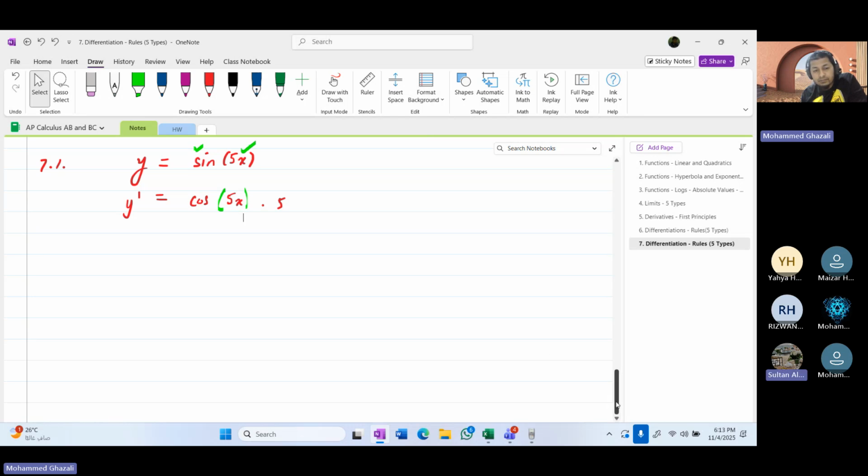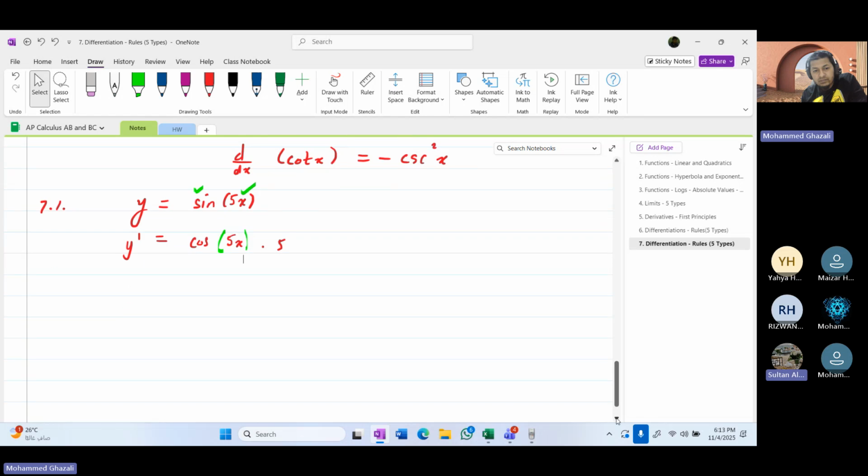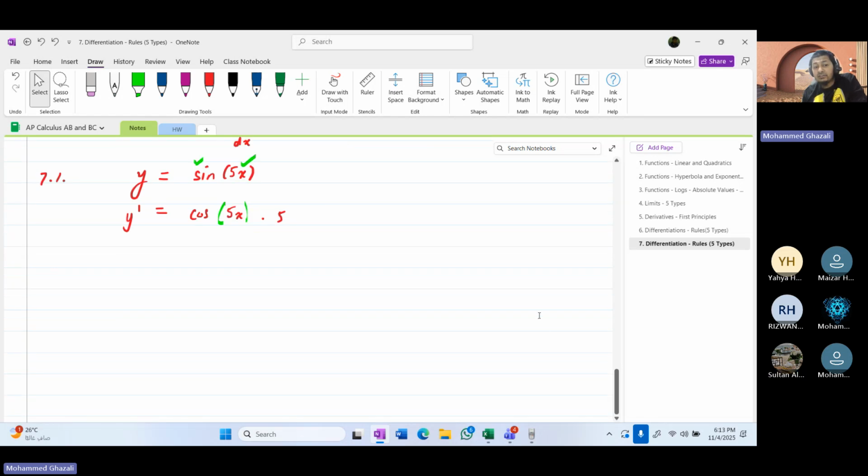So sine 5x became cosine 5x. Why? The derivative of sine of the angle is cosine of the angle, but the angle itself is a function. So you need to differentiate the angle as well. Where did you get the 5 from? I got the 5 by differentiating 5x. The 5x itself is a function. Oh, so you differentiate both sine 5x and 5x. Yes, correct. Okay, I see. Thank you.